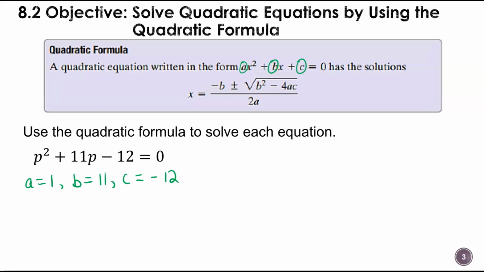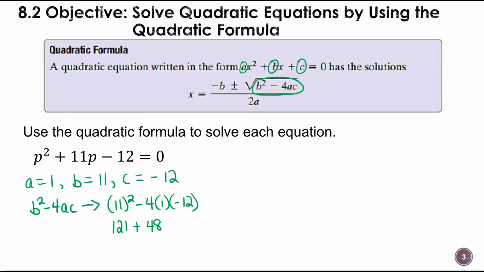Now I like to find the part under the radical first, which is b squared minus 4ac. All right. So if I take b squared, that's 11 squared, minus 4 times 1 times -12. Now notice right here I have -4 and -12, so I'm going to be adding 121 plus 48, which gives me 169. Now I'm showing you why I like to do it this way.